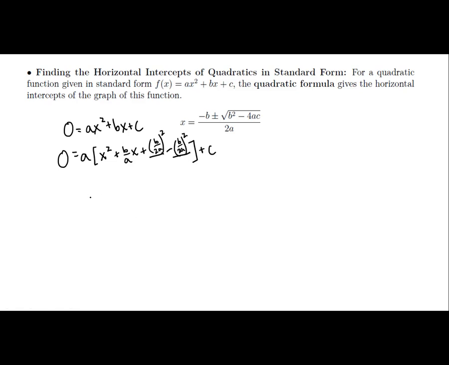Now, just like on the last one, I'm not going to go through all of this with you. But what happens is if you continue this out, and finish the process for completing the square, what you end up with is, after a lot of work, x equals negative b plus or minus the square root of b squared minus 4ac all over 2a.